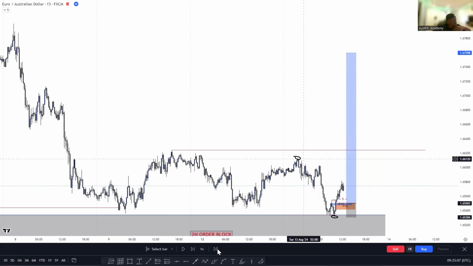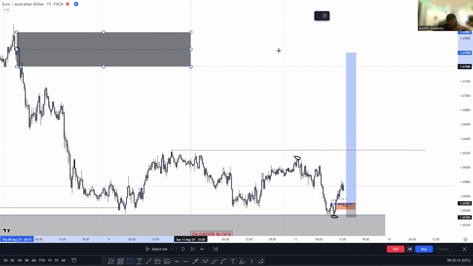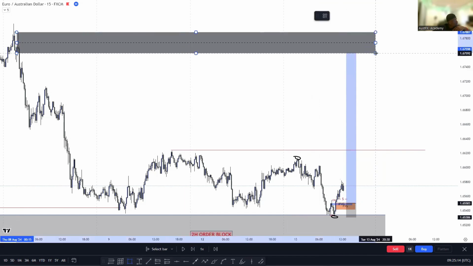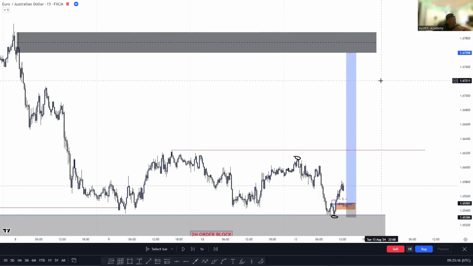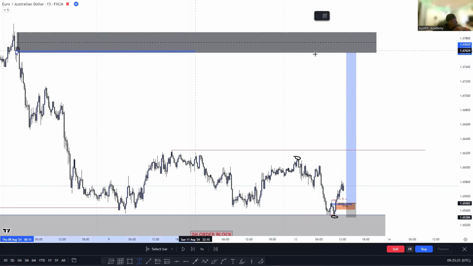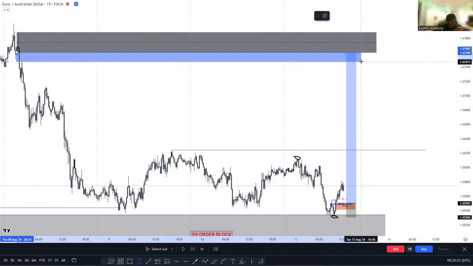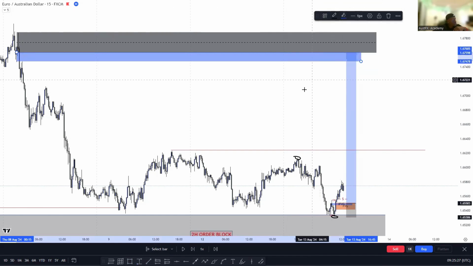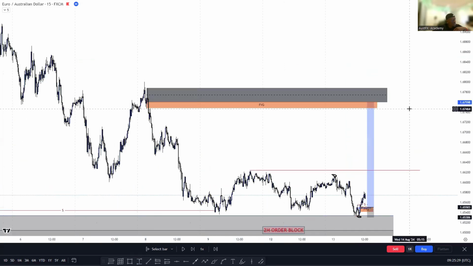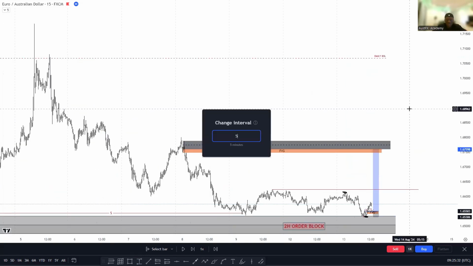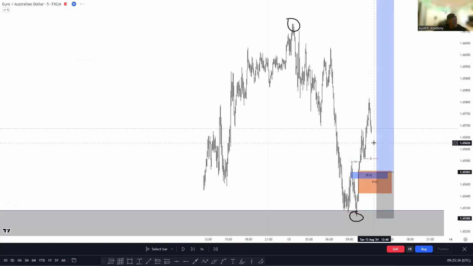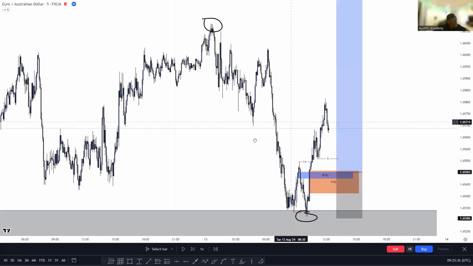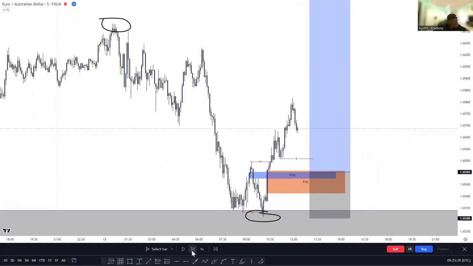And my TP2, my final TP, is going to be right above here, because I can also see this higher time frame order block sitting right here, which price would actually react to. And it also has a nice fair value gap resting right below it. So this is the zone where price would actually react from. So that's where my take profit is going to be. So let's get down to the 5-minute time frame to see how price actually plays out.